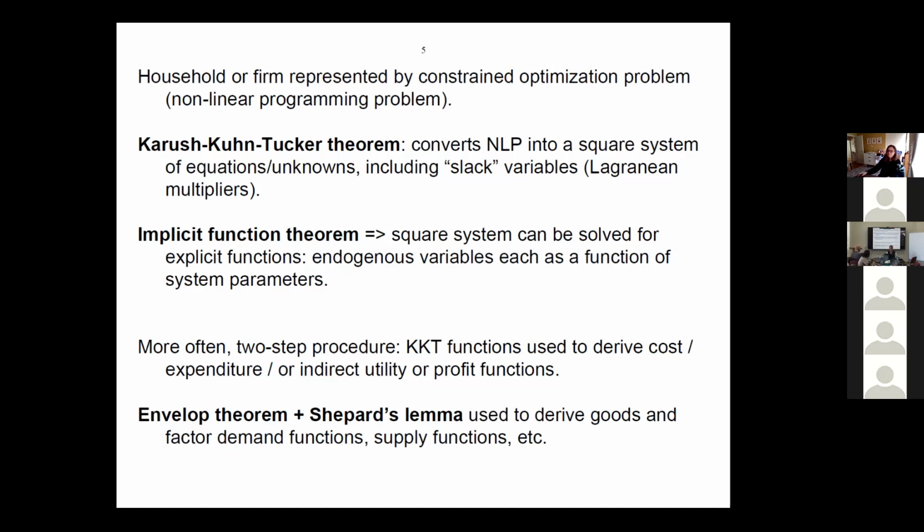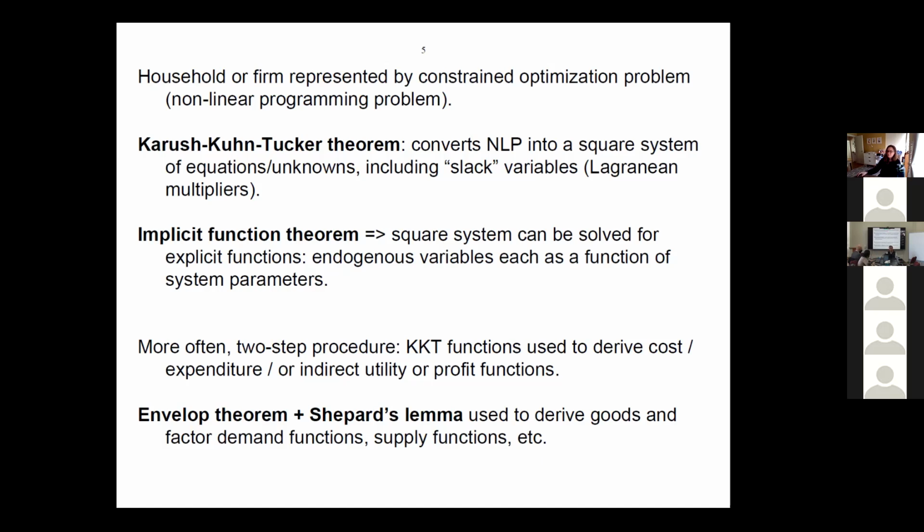And then there's other tools such as the implicit function system, which says you can explicitly solve for endogenous variables as a function of parameters. And that becomes very difficult. It doesn't work very well in large dimensional models.